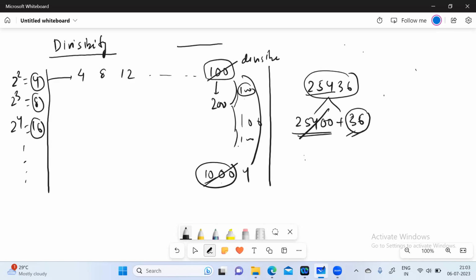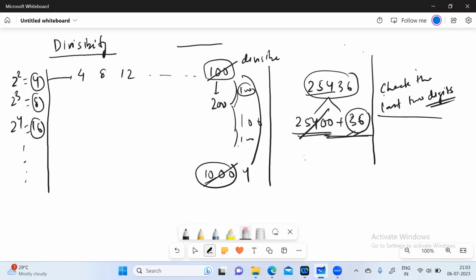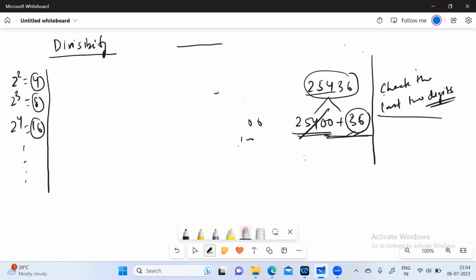So the divisibility rule for 4 is to check the last 2 digits. This is how we explained the divisibility rule of 4, which you have been studying since class 6 or 7, but nobody might have explained it to you. Now let's go for the divisibility of 8.